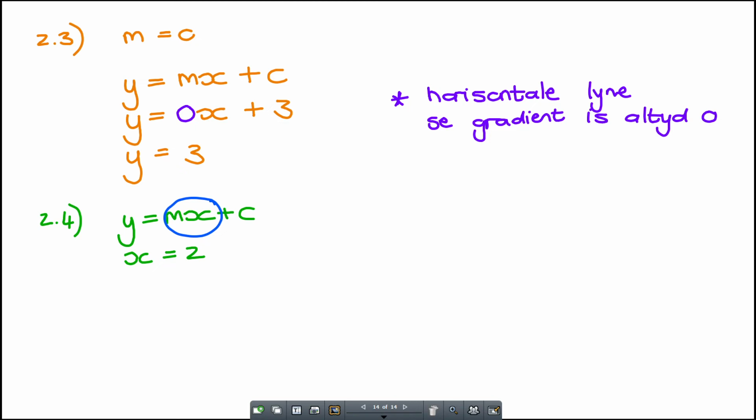Stem julle saam? Want onthou, jou waardes van y kan verskil, nee? So dit gaan nie kan werk nie. It's not going to work. So that is why the gradient will be undefined. Okay.